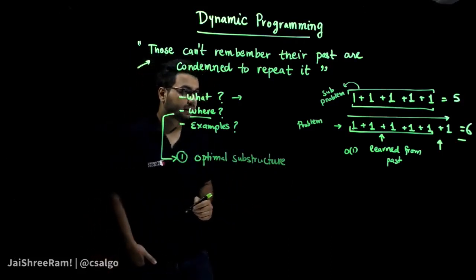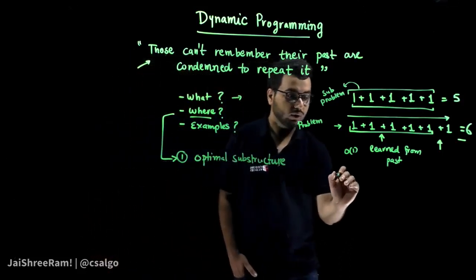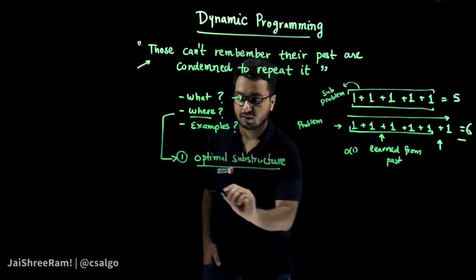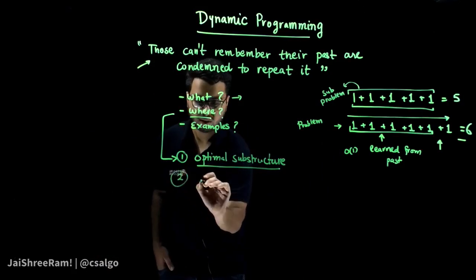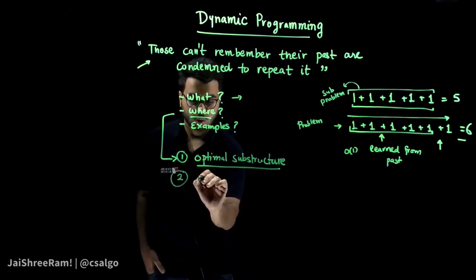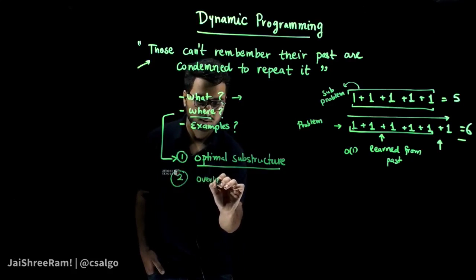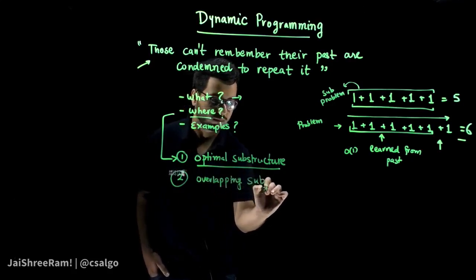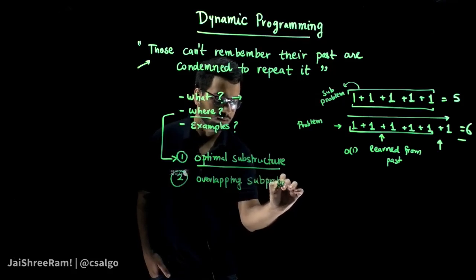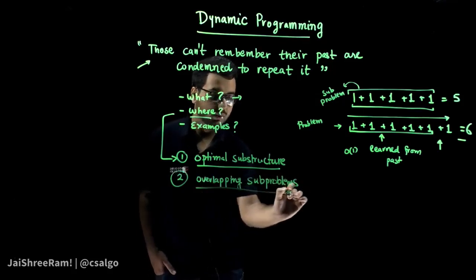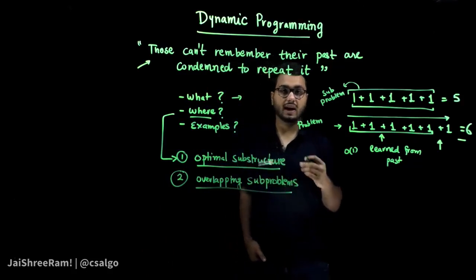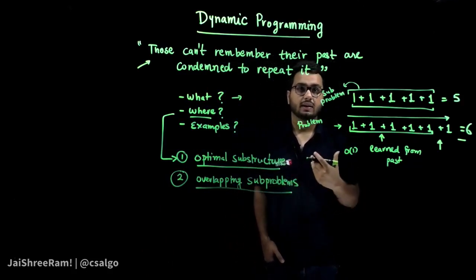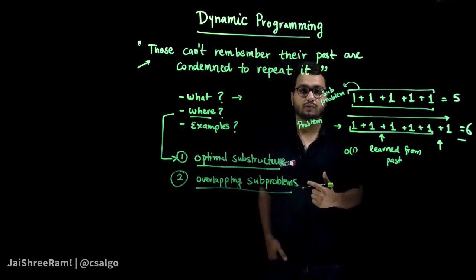For example, if I say I need to compute a Fibonacci number. Let me also tell you about the second property, which is called overlapping subproblems. Let me explain these two properties, and if a problem contains both, you can definitely apply dynamic programming to solve that kind of problem.